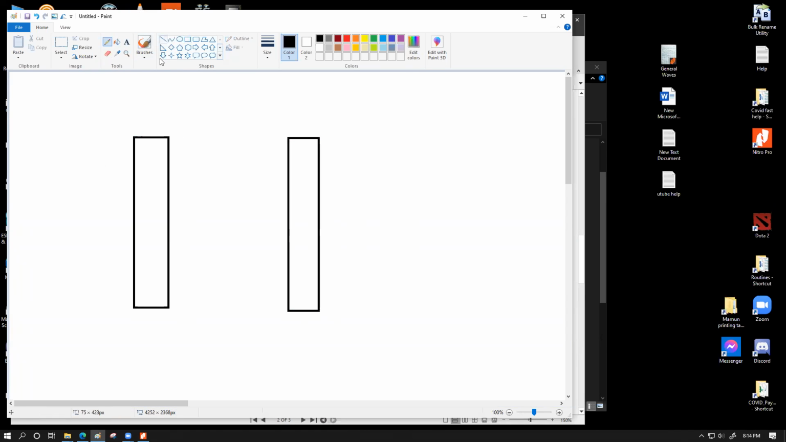And then we're gonna draw some vertical lines representing the coils.